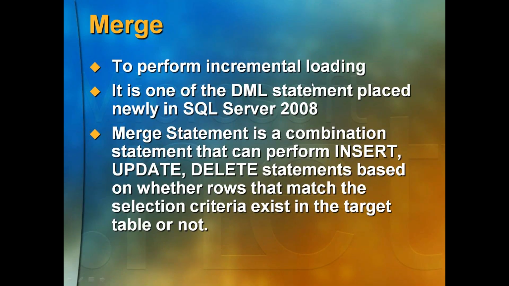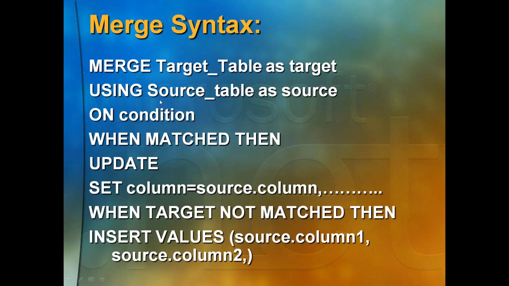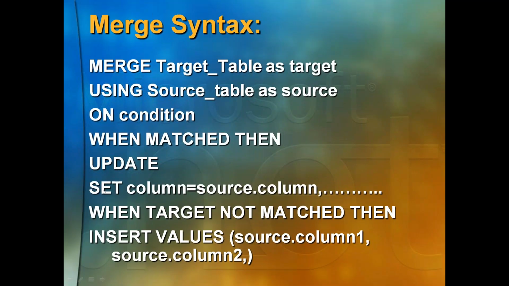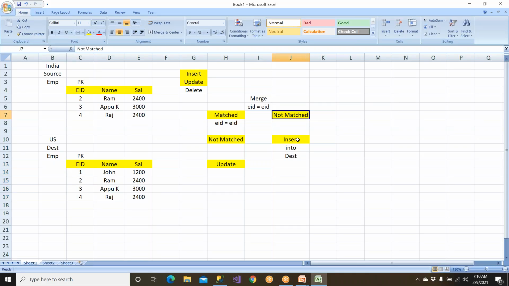Clear? To perform the incremental loading, the merge statement is a combination of what? Insert, update, delete statements, based on whether the rows that match the selection criteria exist in the target table or not. So I told you, merge target table as target using the source table as source on condition, when matched. When matched means what is matched? So this primary key, we need to use it. When it is matched, then you do something. When not matched, you do something. Clear? So when not matched, we're going to be inserting. When matched, we're going to be updating, and we're going to create one more condition in between. Clear?